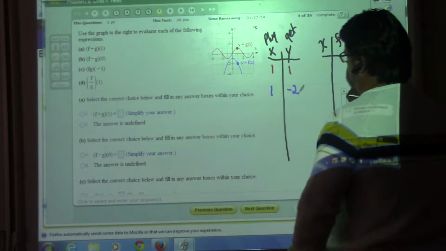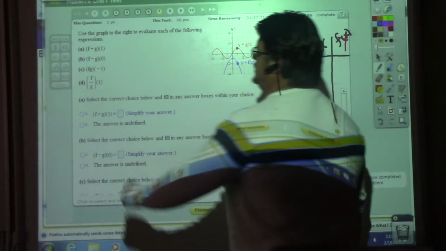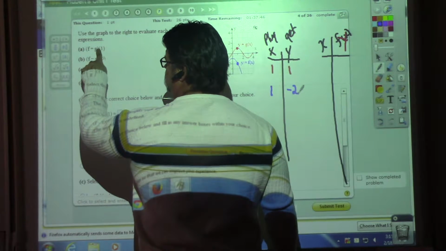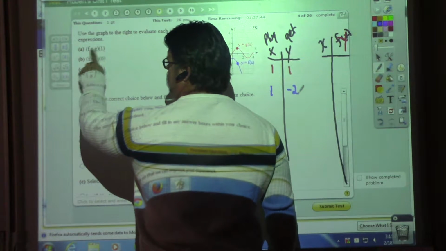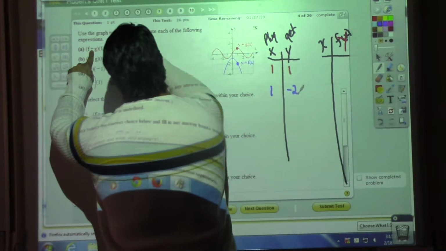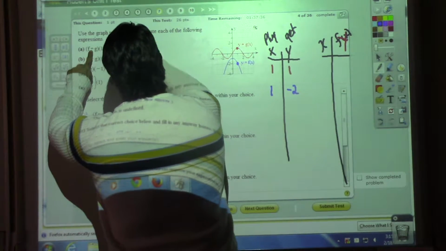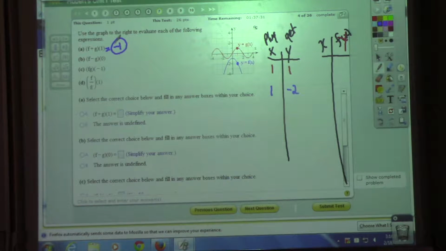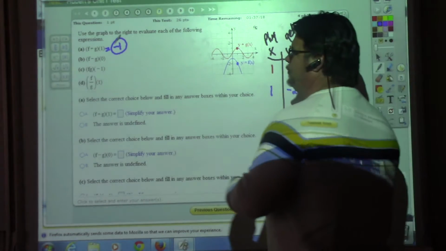Negative 2. And they're basically saying take f plus g at 1 and do what with them? What's negative 2 plus 1? Negative 1. The answer is negative 1. I guarantee there's four or five of y'all that tried this on the homework and had no clue how to do it. That's all you're doing. You're finding the y's and adding them together.